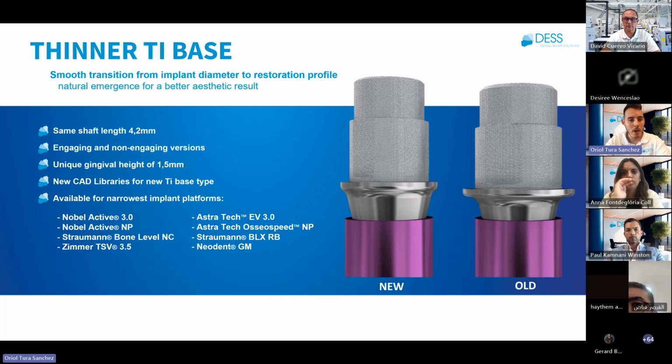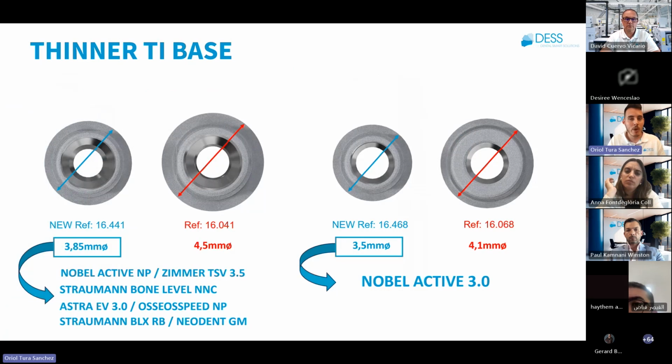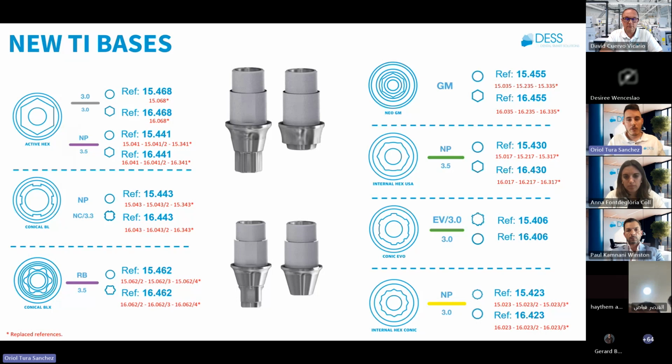Let me show you which is the diameter reduction on it. On most of them, we came from a 4.5 millimeters diameter shaft, and now we are going to a 3.85, when the implant diameter is 3.5, the prosthetic platform. So now we have a smooth transition, not that wide. And in Novell Active 3.0, the narrowest one, we came from 4.1, that was quite wide, and now we applied a 3.5 that will emerge in an aesthetic way. So that's the image of the change.